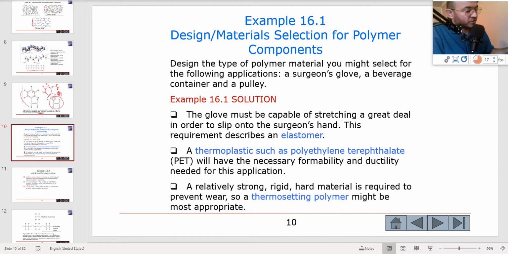So the next talk is about material selection for polymers. We are using this example to teach you how you can select different types of structure.